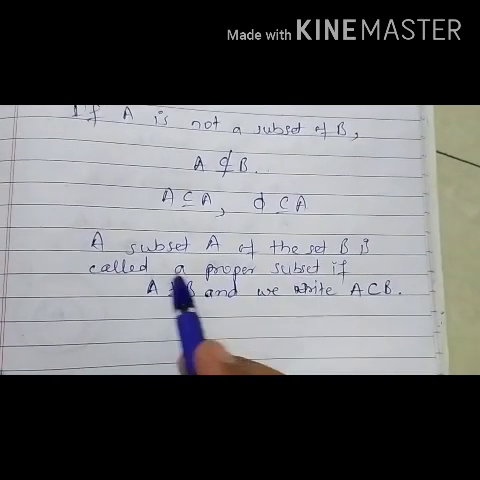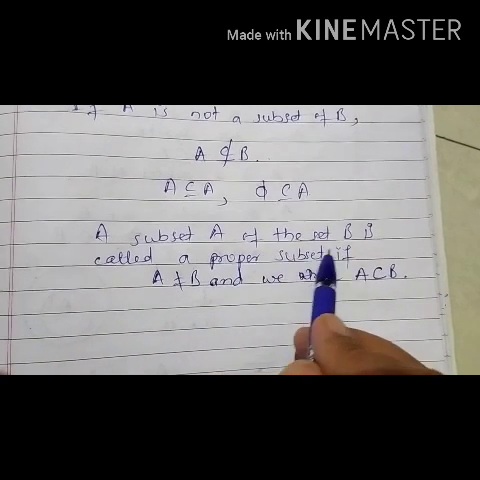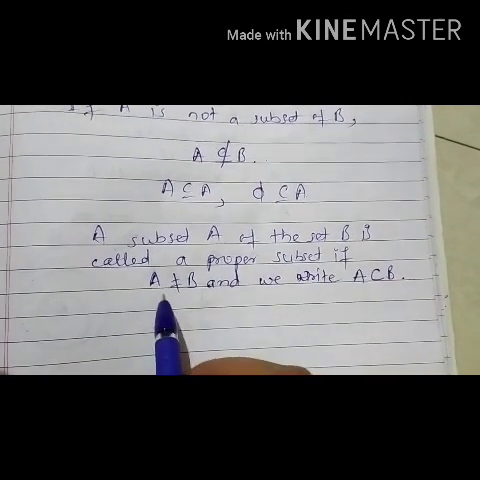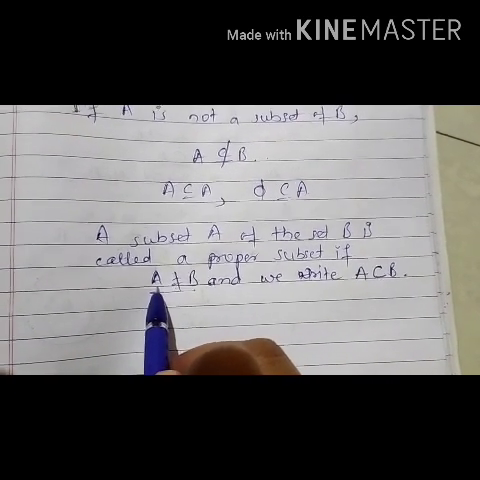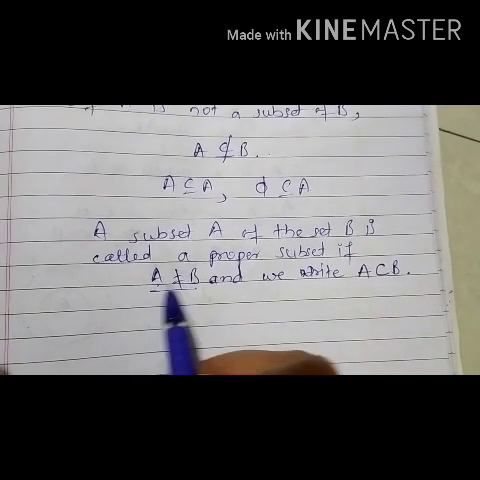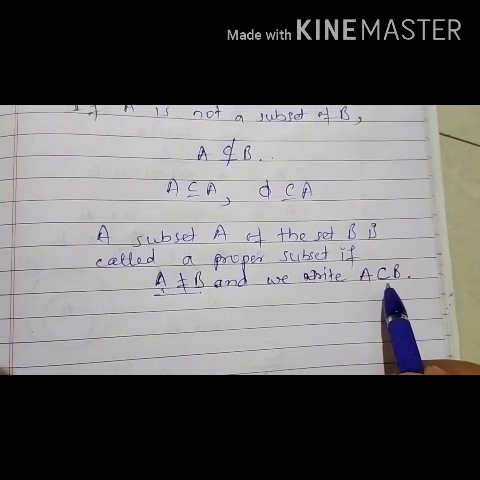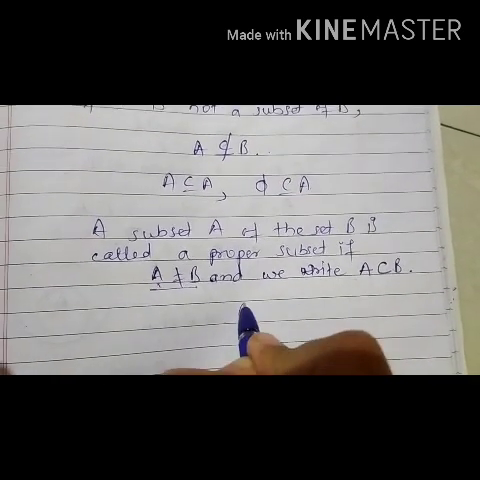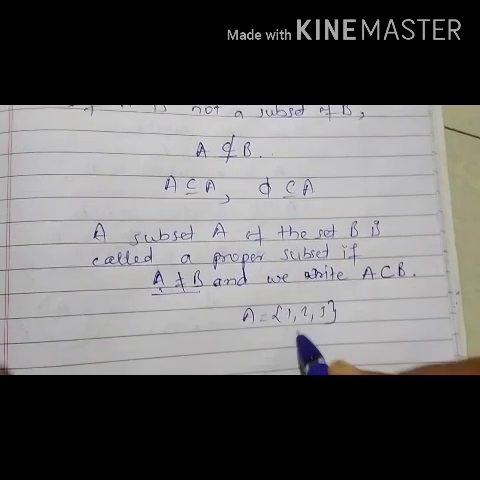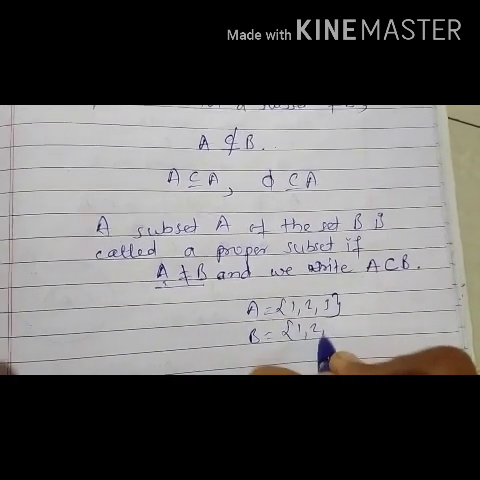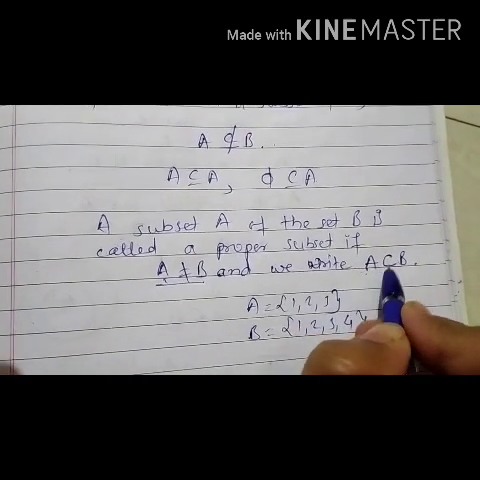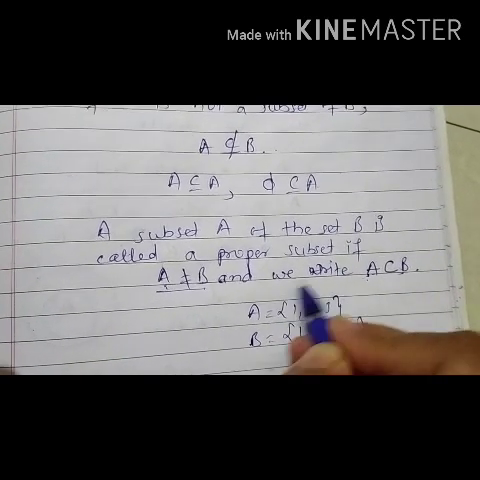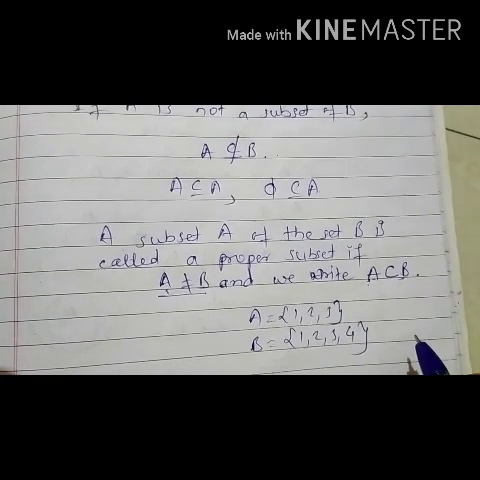Now, here a subset A of the set B is called a proper subset if A is not equal to B. Means it is sure that B is having extra elements than set A, and we are writing A is a proper subset of B. For example, if A has elements 1, 2, 3 and B has elements 1, 2, 3 and 4, clearly A is not equal to B and it satisfies the condition A is contained in B. Understood? Now we'll see the improper subset.